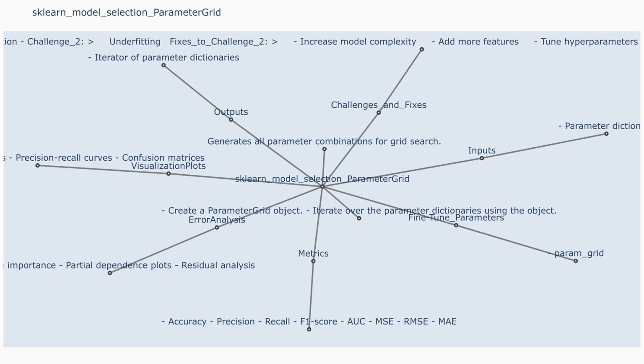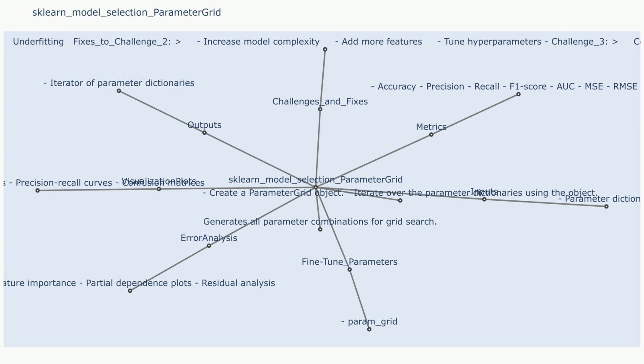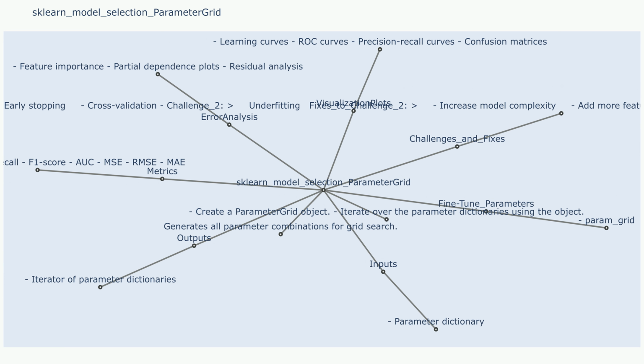sklearn, model selection, parameter grid. Description. The parameter grid class is used to create a grid of parameters for use in a grid search. This grid is then used to iterate over different combinations of parameters in order to find the best set of parameters for a given model.